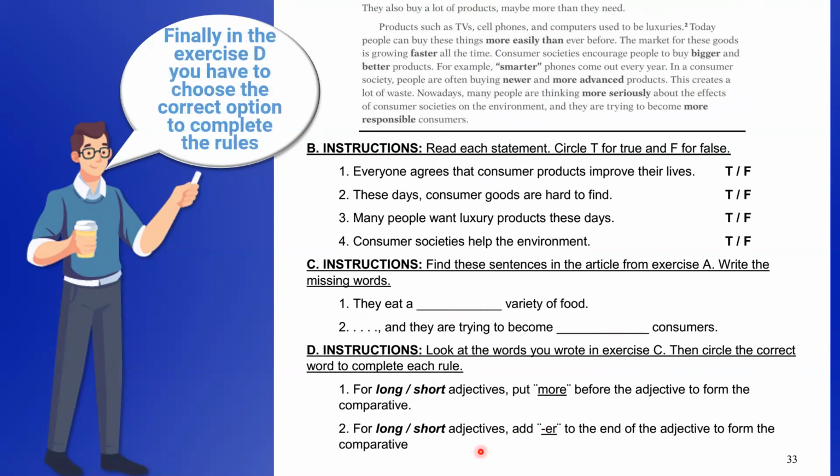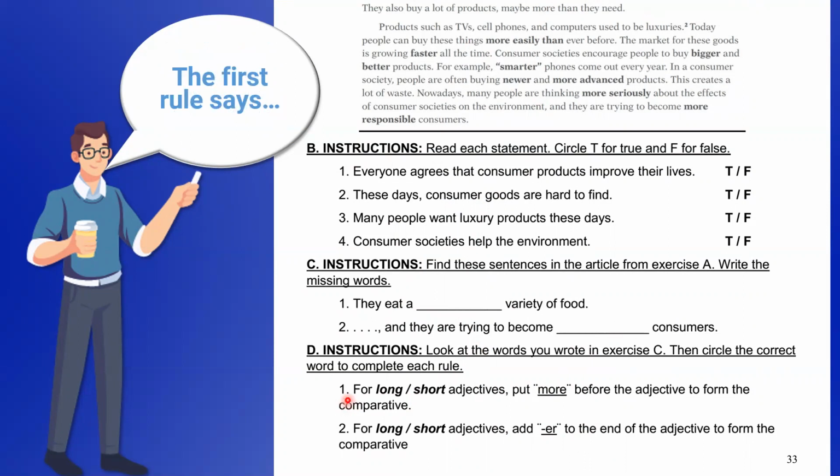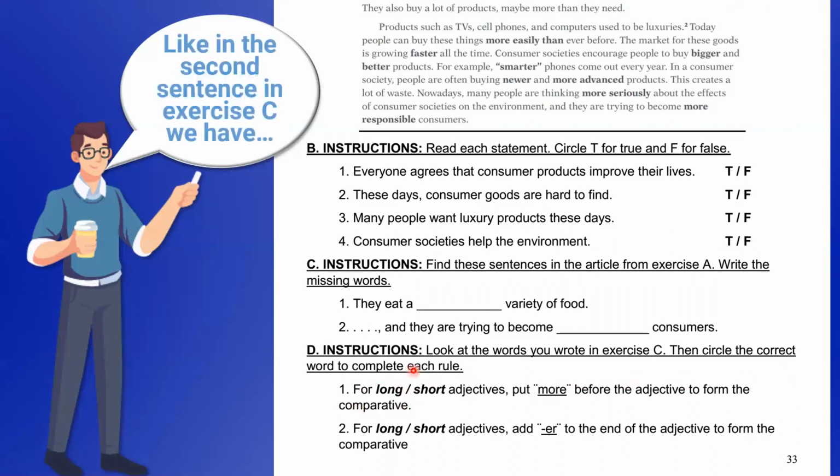Finally, in the exercise D, you have to choose the correct option to complete the rules. The first rule says, for long or short adjectives, put more before the adjective to form the comparative. Like in the second sentence, in the exercise C, we have, and they are trying to become more responsible consumers.